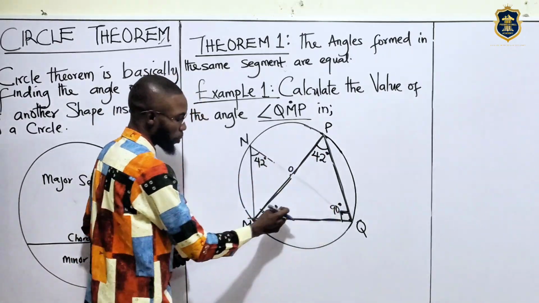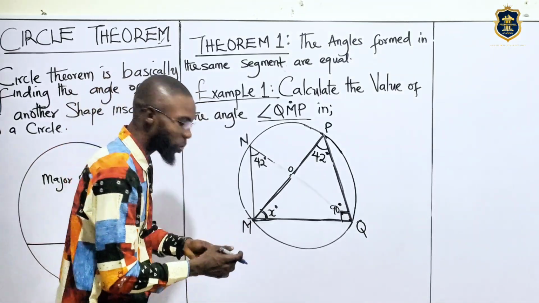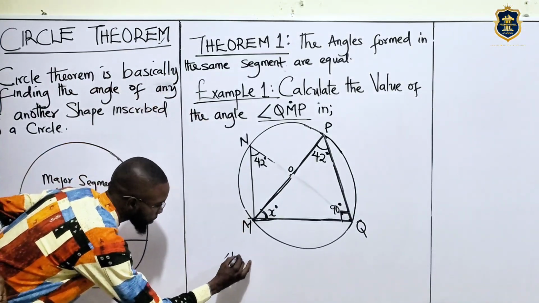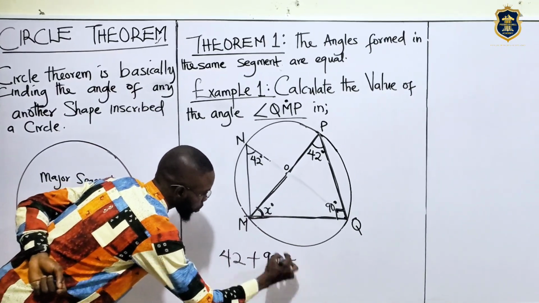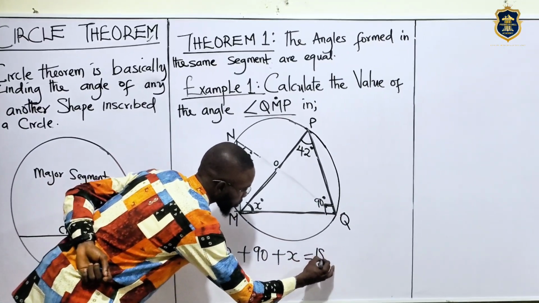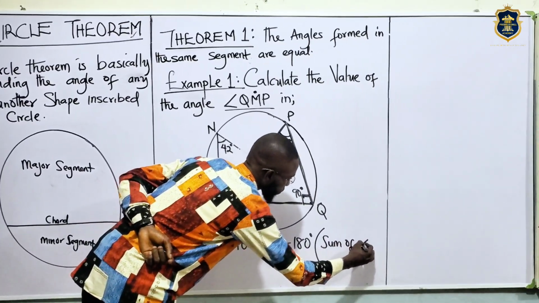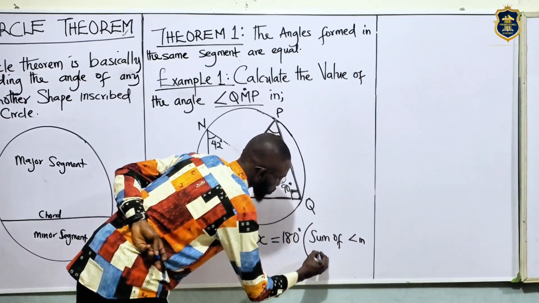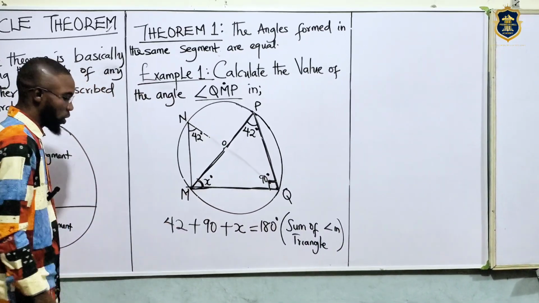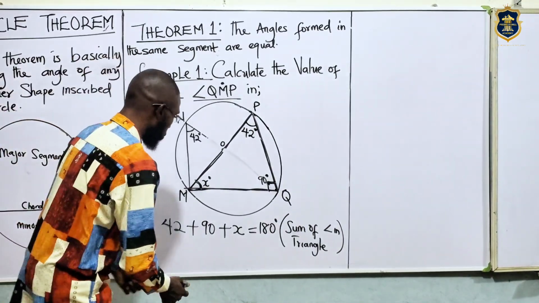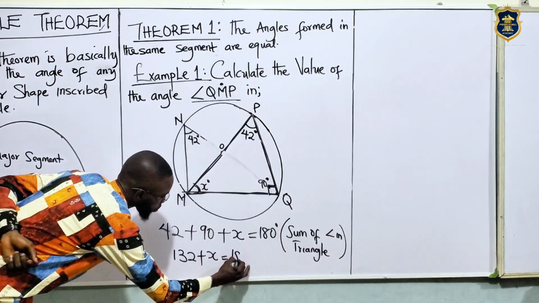So 42 plus 90 plus x will be equal to 180. And the reason for that is that the sum of angles in a triangle is 180. So from here we can say 42, that is this 42, plus our 90, plus our x, which we are looking for, is equal to 180 degrees. The reason for that is the sum of angles in a triangle. That's the reason, right? So if we sum this, what do we have? 42 plus 90 gives us 132. So with that we have 132 plus x is equal to 180.